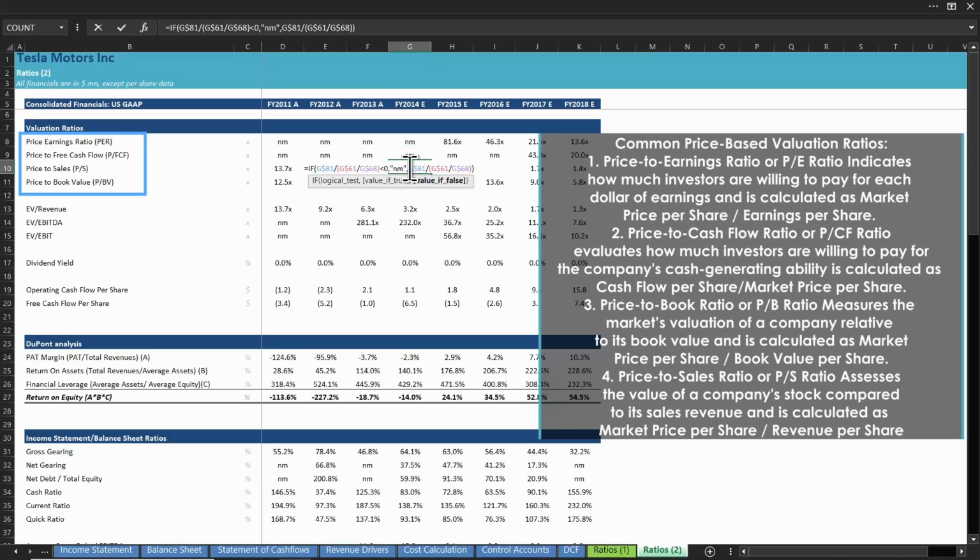3. Price-to-book ratio, or P/B ratio, measures the market's valuation of a company relative to its book value and is calculated as market price per share divided by book value per share. 4. Price-to-sales ratio, or P/S ratio, assesses the value of a company's stock compared to its sales revenue and is calculated as market price per share divided by revenue per share.